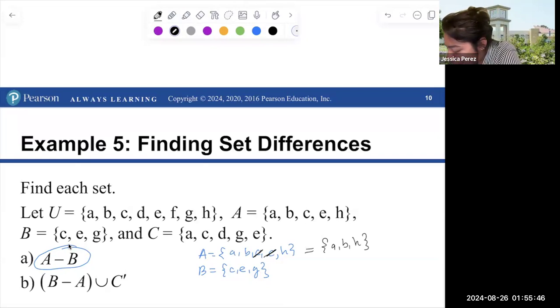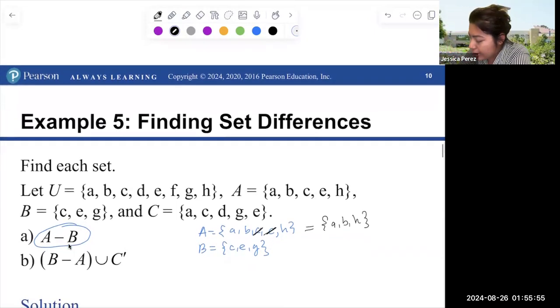Now what happens if we do B minus A or the complement of C prime? So let's look at B minus A first. We have B to be C, E, G, and then we have A to be A, B, C, E, H.